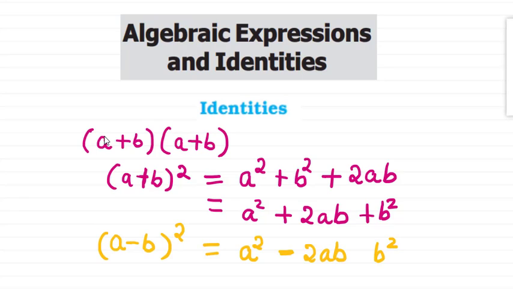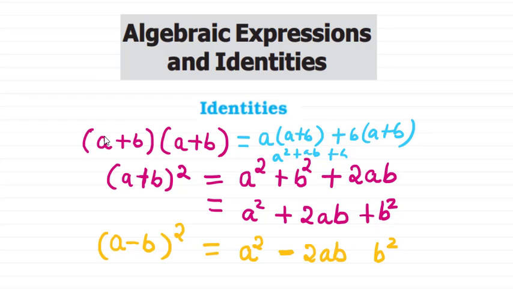And the proof of this is also very easy. You can easily find a plus b whole square. First a will be multiplied with a plus b, then b will be multiplied with a plus b again. So in the first one you get a square plus ab, then plus ba plus b square, and when you sum these up, you get 2ab. So directly you can use this formula.